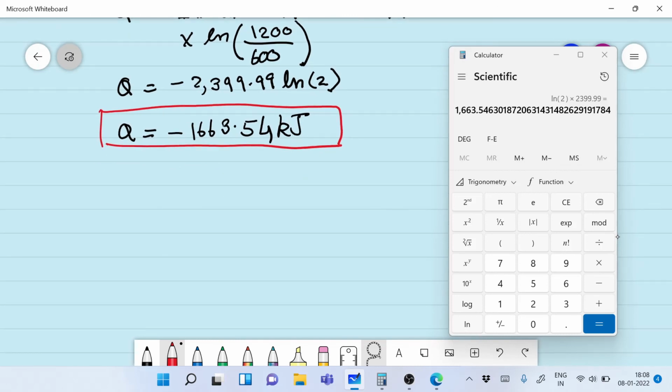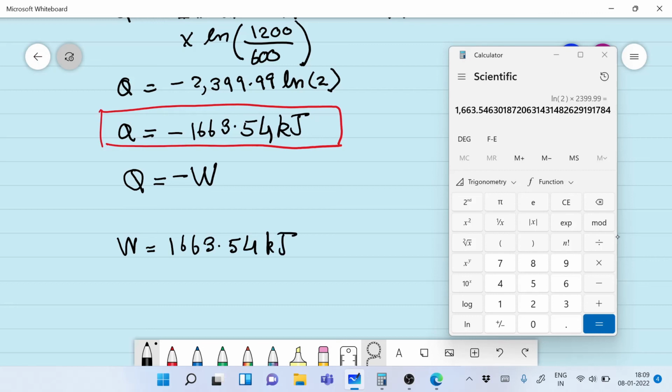Now, as we can see here, the heat is negative. It is negative because as we compress, the gas gets heated up. But in order to maintain the temperature, we have to remove heat. And since we are removing heat from the system, its quantity is negative. Now, obviously, for an isothermal process, the heat given and the work done are equal but opposite in sign. So the work done is going to be equal to 1663.54 kilojoules.